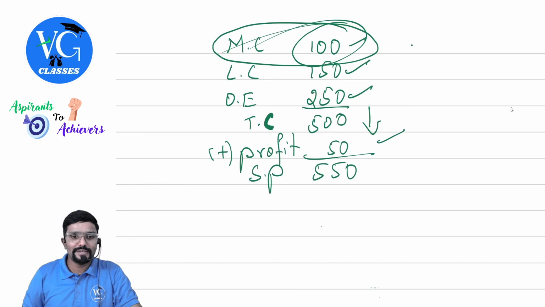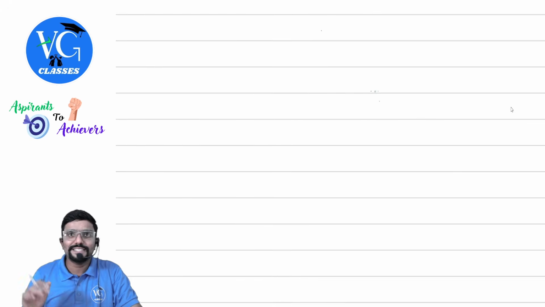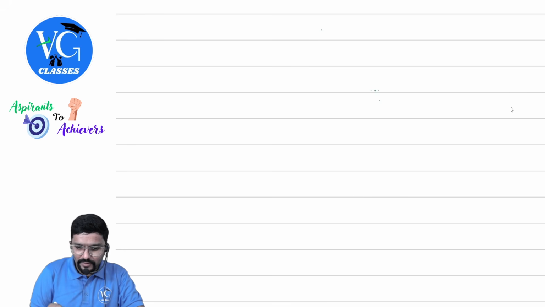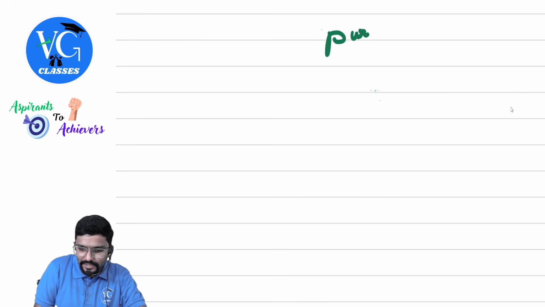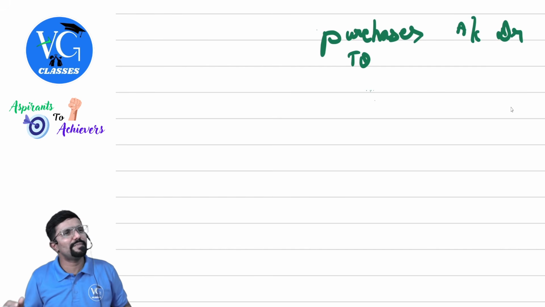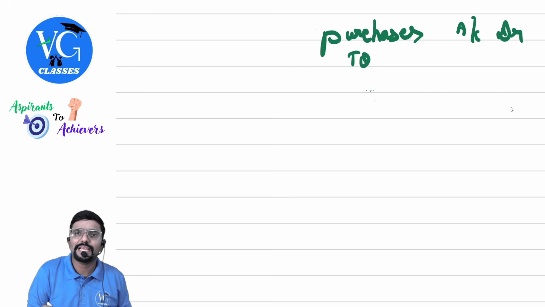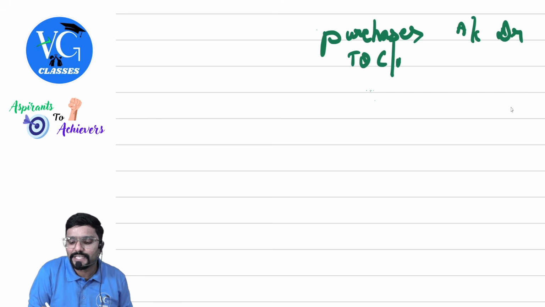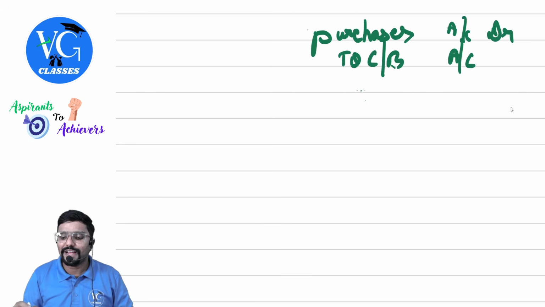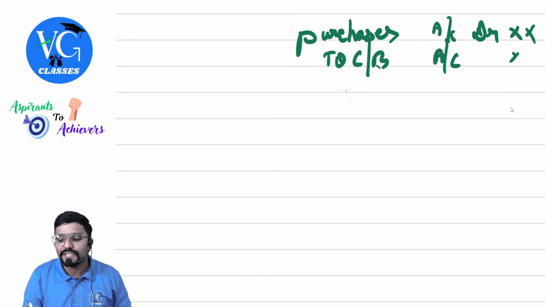In your accounts, you would have done nothing new. You would have passed a purchase entry. What is that entry? Purchases account debit. If it is a credit purchase, then creditors. If it is an immediate cash payment, then cash or bank. So creditors or bank, I will write.